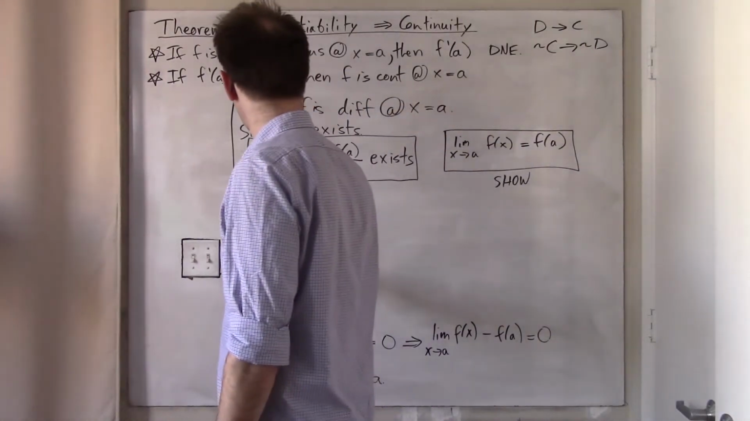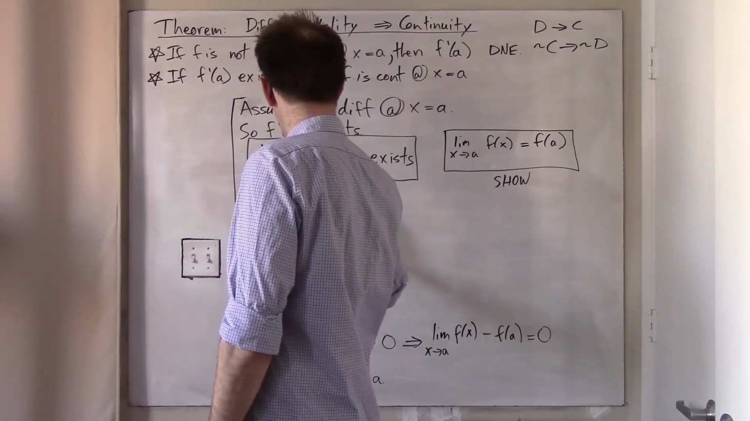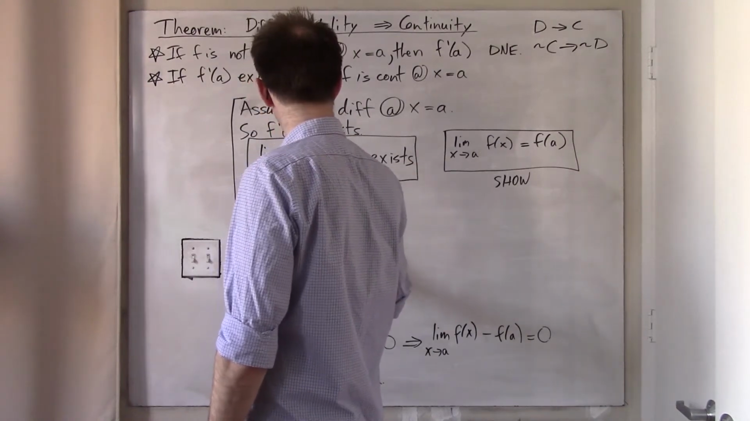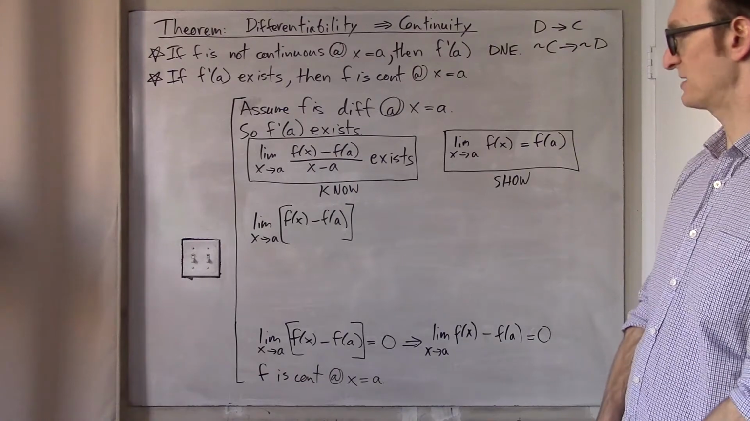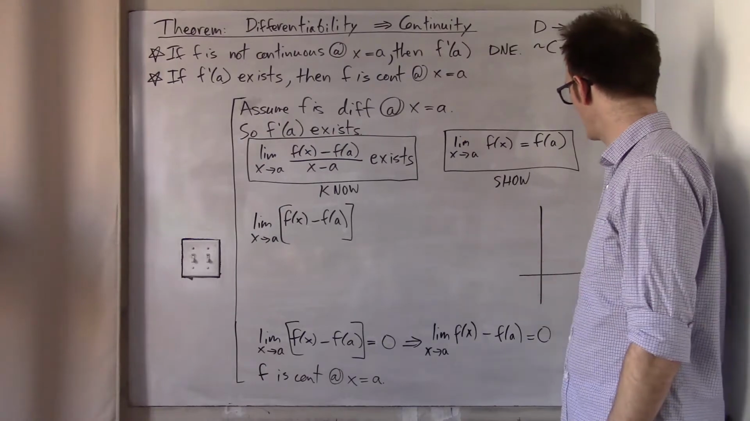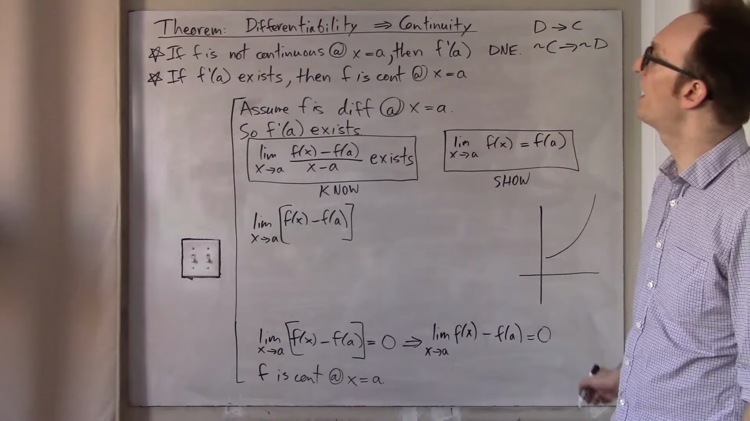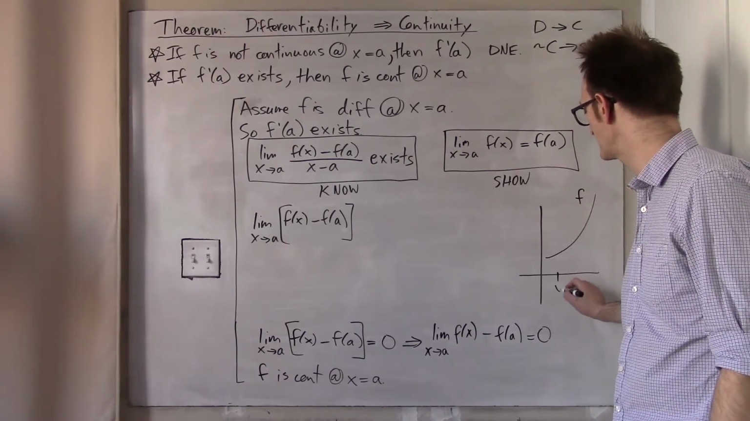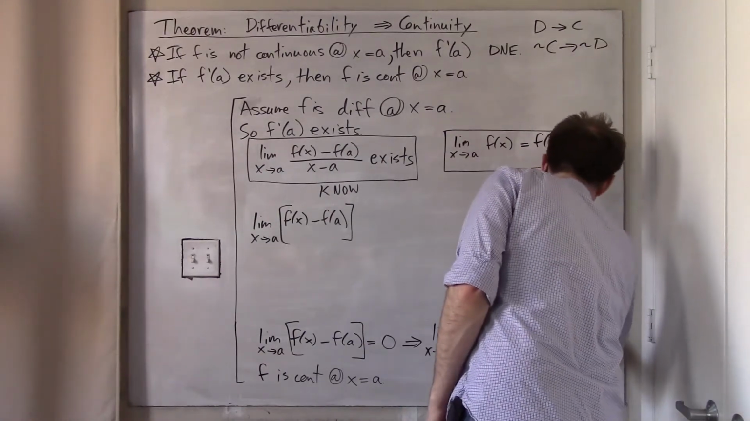And so, okay, let me just begin. The limit as x approaches a of f of x minus f of a, somehow I need to show that this limit is 0. Why should this limit be 0? Well, it's not obvious how to do this, and maybe now is the time for a picture. So here's a picture of a function, and here is a and here's x.